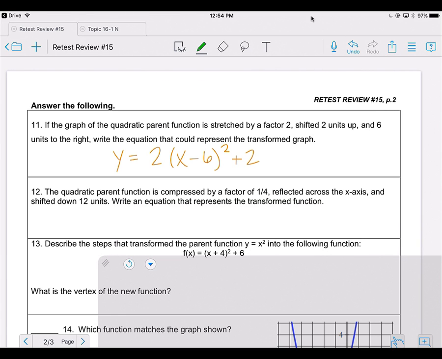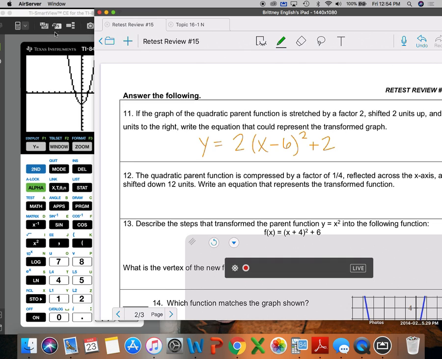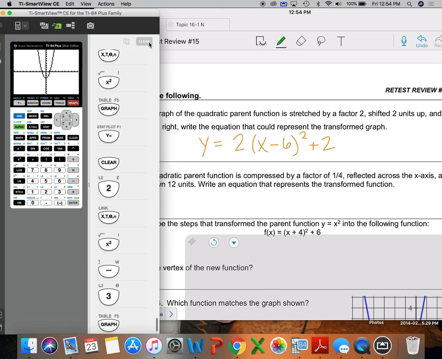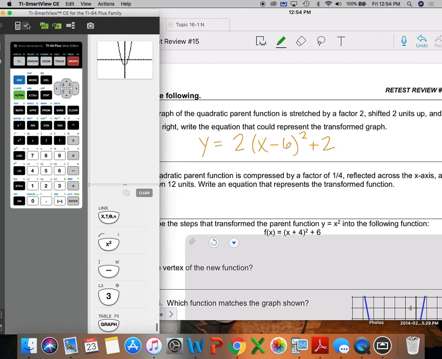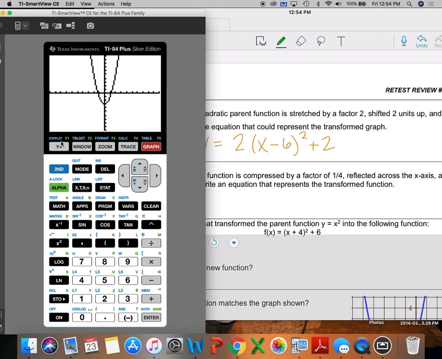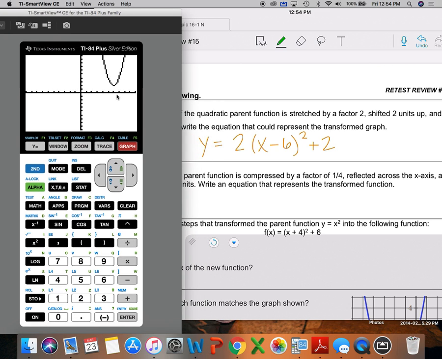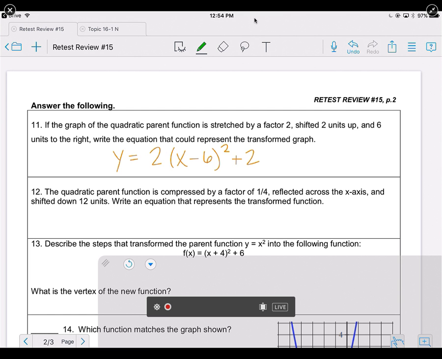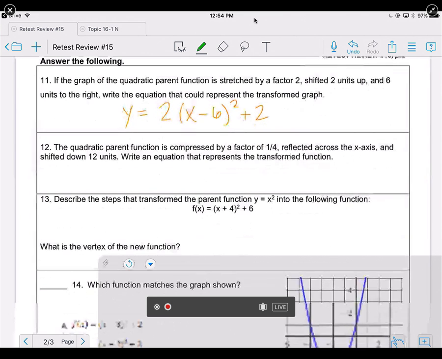If at any time you're not sure if what you wrote is what they wanted, then you can go back to y equals. You can do 2 times x minus 6 squared plus 2. So I'm just plugging in what I put, and I'm going to see, does this stretch by 2? So does it get skinny? Did it move to the right 6? And did it go up 2? So yes, it did. So if at any point you're not sure, plug it in and see if what you wrote matches.